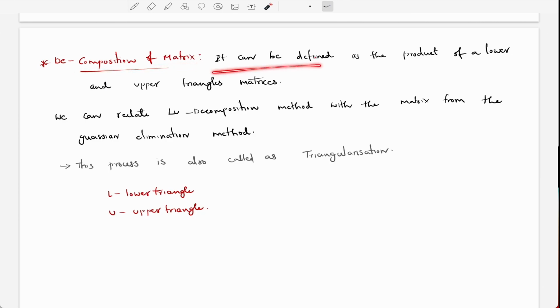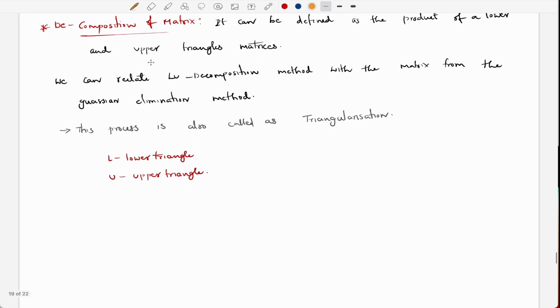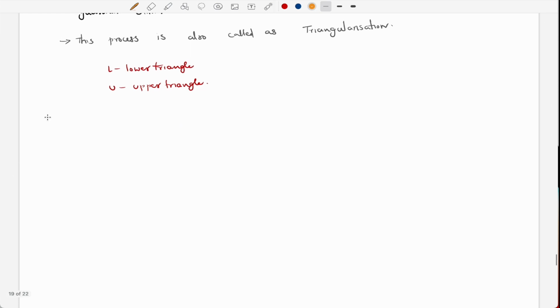It can be defined as a product of the lower and the upper triangle. So LU decomposition. What do you mean by LU? L means the lower triangle and U means the upper triangle. I will take an example.